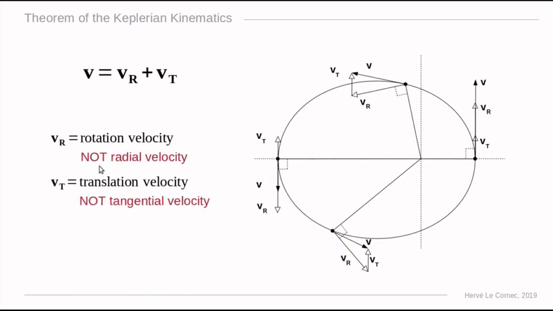Take care. R does not stand for radial, but for rotation, and T does not stand for tangential, but for translation.